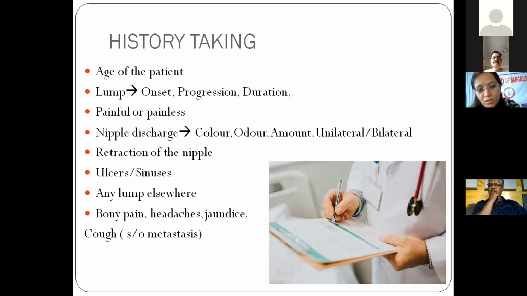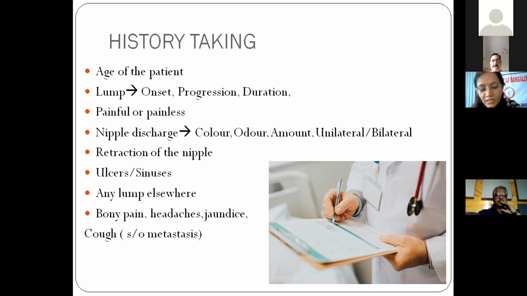So the most common complaint with which a breast patient comes to us is a lump. Whenever a patient has got a lump, another set of questions you need to ask is how long the patient has had that lump, how is the progression, whether it has progressed in size over a short period of time or it has been a long-standing lump.